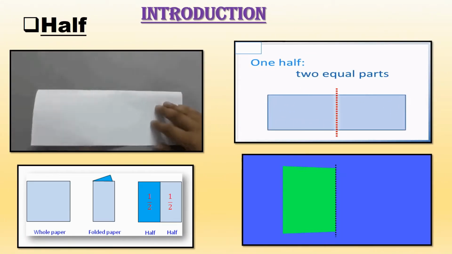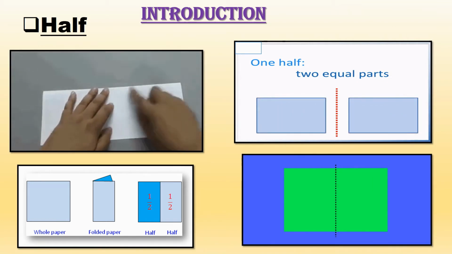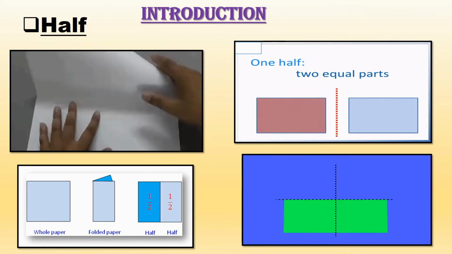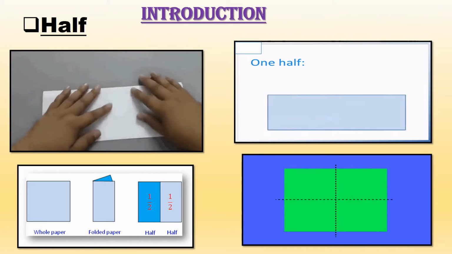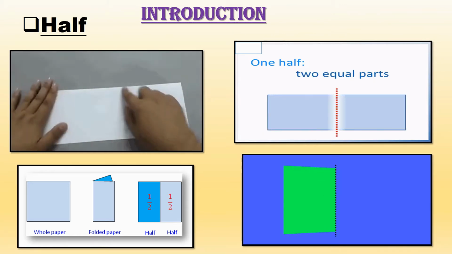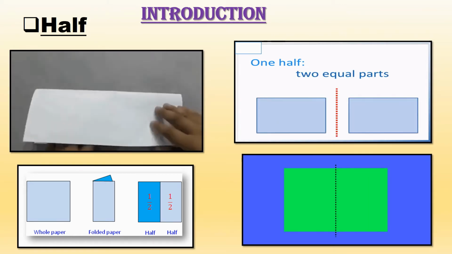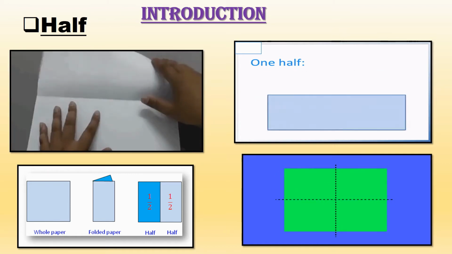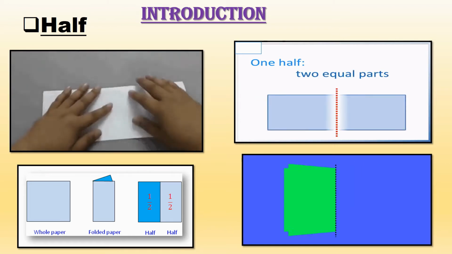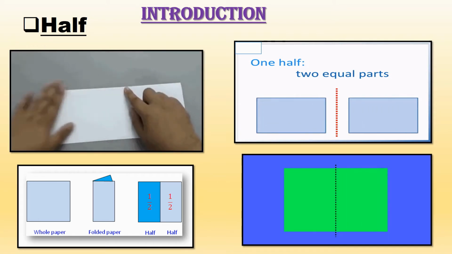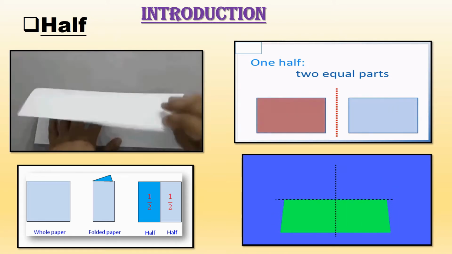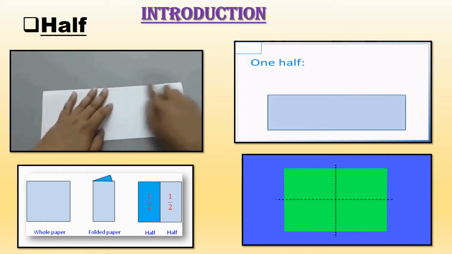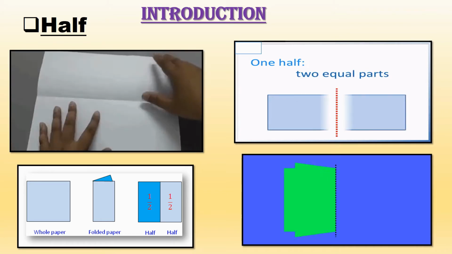Students, before we start the topic, let us understand the half, quarter and 3/4. First we will see half. In the figure, an object is divided into two equal parts. Then each of the parts is one half of that object.